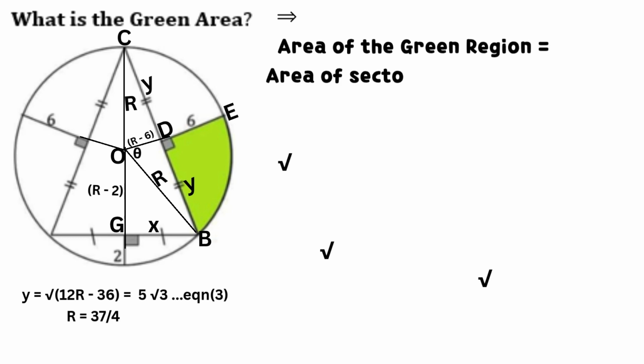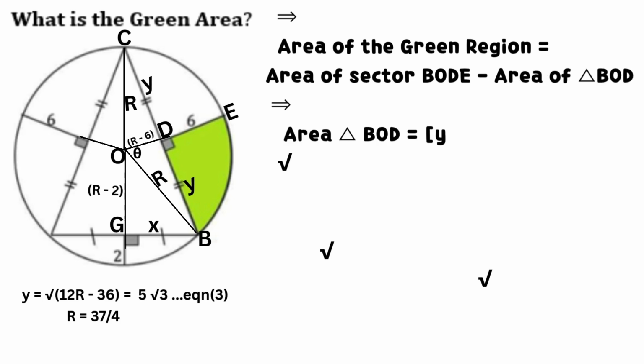Area of the green region equals the area of sector BODE minus area of triangle BOD. This implies that area of triangle BOD equals half the product of y and line OD, which equals half the product of the square root of 12r - 36 and r - 6.